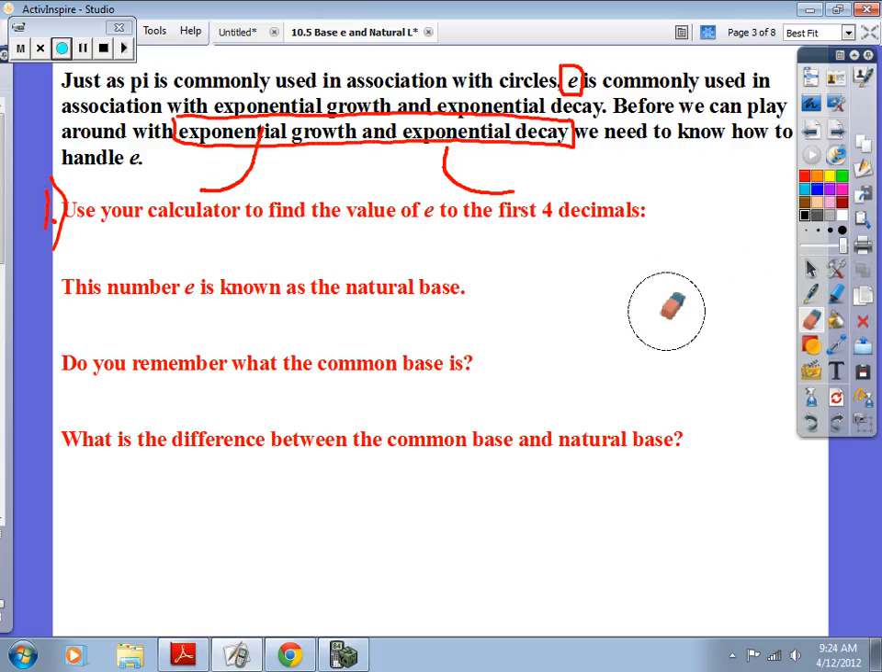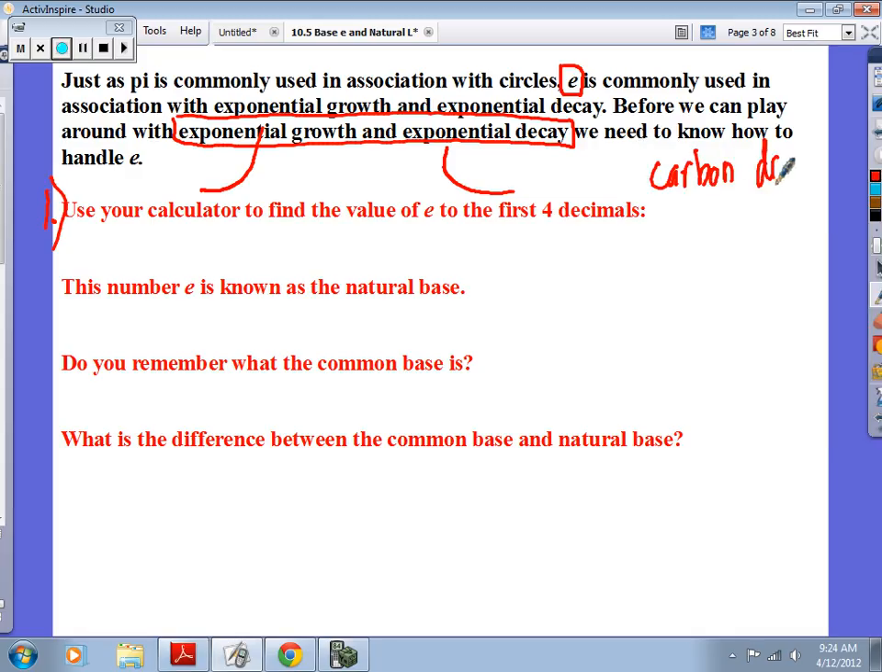Then it's going to grow. Nice. Write this down. Have you heard of carbon dating? Write it down. Carbon dating. Is that growth or decay? Do they use carbon dating for growth or decay? They use it for decay.